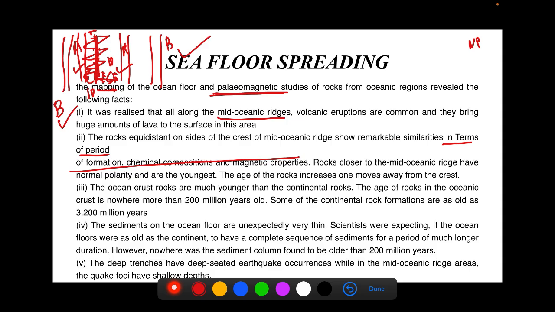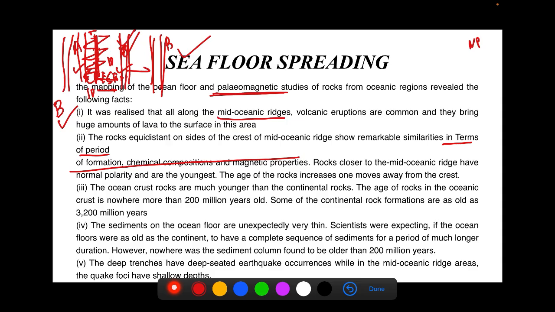Rocks closer to the mid-oceanic ridge have normal polarity and are younger. Now, band A will be younger than band B. That is what is observed. Because when lava comes out, in the recent past, it will accumulate as A, and it will shift rock B to the side. So this is how the shifting happens and the ocean floor is spreading. That is the proposed theory.